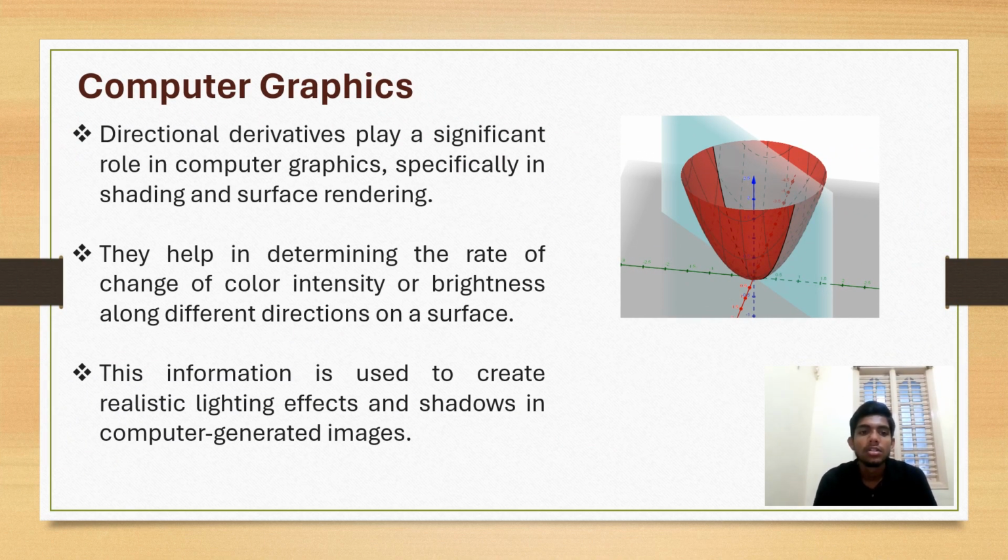Computer graphics. Directional derivatives play a significant role in computer graphics, specifically in shading and surface rendering. They help in determining the rate of change of color intensity or brightness along different directions on a surface. This information is used to create realistic lighting effects and shadows in computer-generated images.